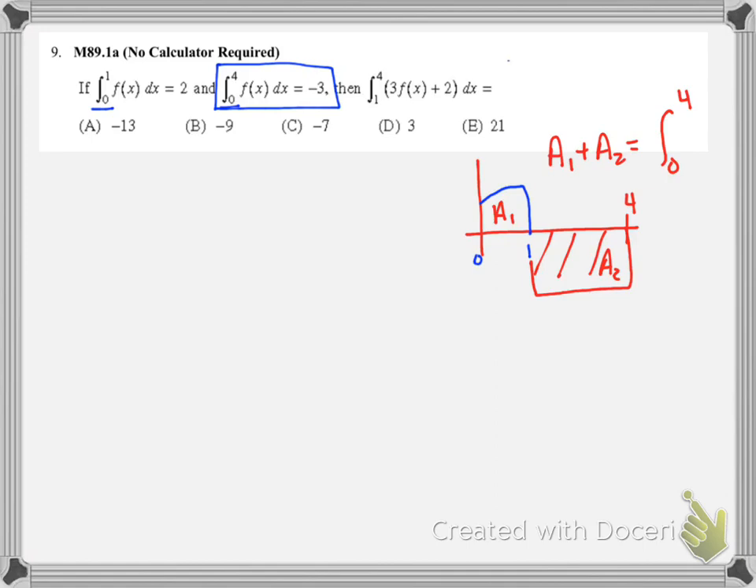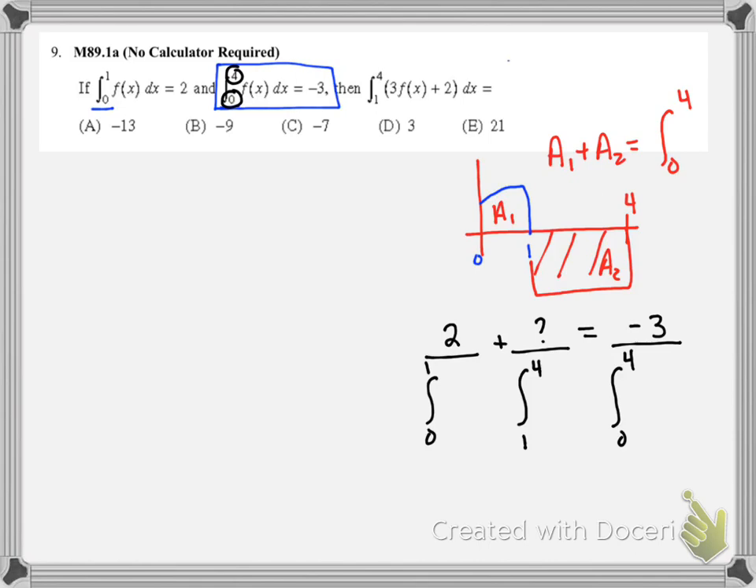And so I'm going to set it up just like this. We've got something plus something equals the total. And the total, they've told us, is -3 because that's from 0 to 4. The first part, from 0 to 1, is 2. The second part, from 1 to 4, we're not sure what that is, but we know the total from 0 to 4 has to be that -3.